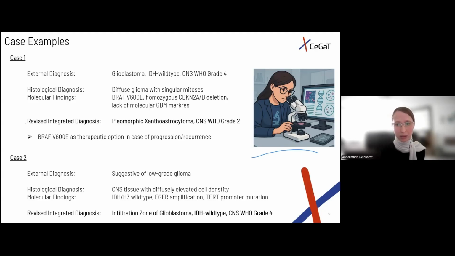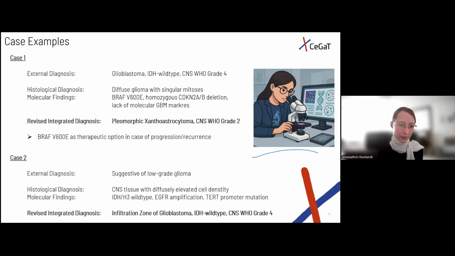The patient was very happy about it. And yet now he has also the option of a BRAF inhibitor in case of progression of disease. And the second case was a case we received from an external customer, where the external diagnosis was suggestive of low-grade glioma. Indeed, when we looked into the histology, it was a very diffuse process with only diffusely elevated cell density, but nothing real else which you can just grab on the histology side.